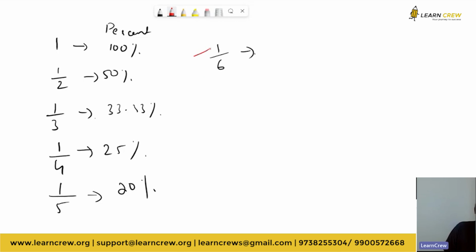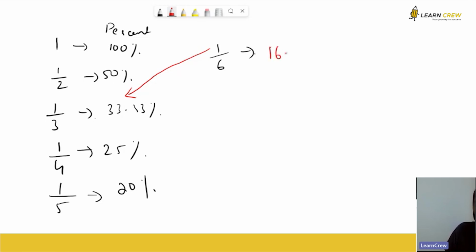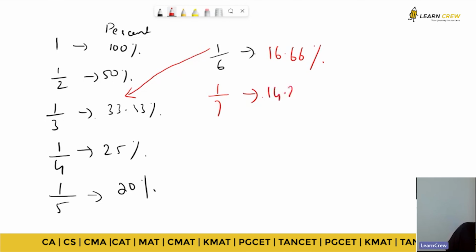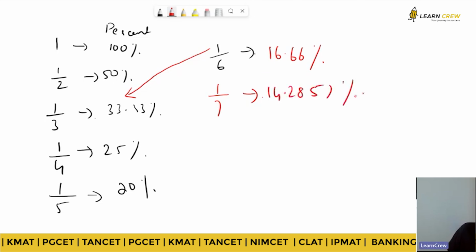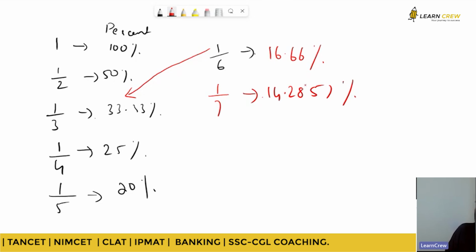1 by 6 is nothing but half of 1 by 3. Half of 1 by 3 is 16.666%. Okay. 1 by 7. What is 1 by 7? 14.2857. Okay. This is a sequential number.